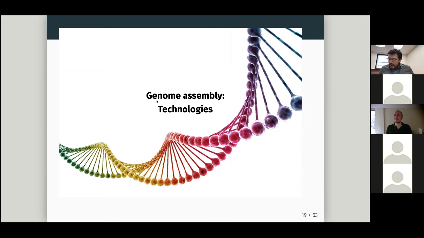Thanks, Giulio. So as Giulio mentioned, we're going to focus on this section to describe technical backgrounds of sequencing technology. We feel that it's very important to understand the chemistry that is behind this and the limitations and biases in order to really be able to assemble genome in a smart way.